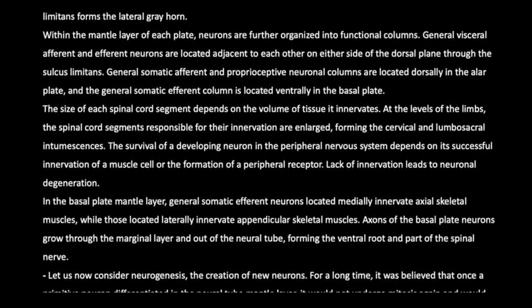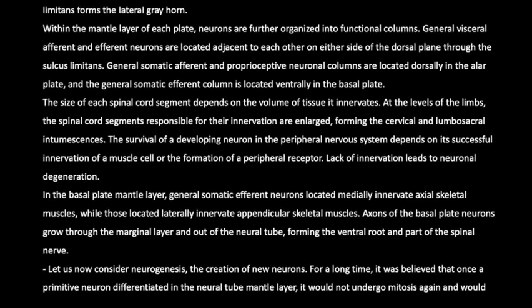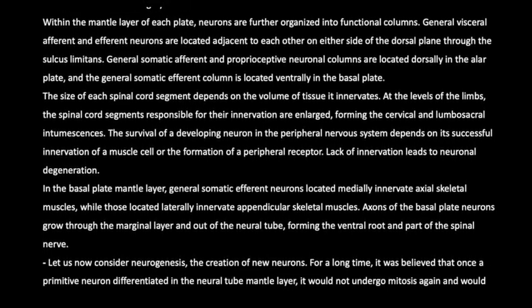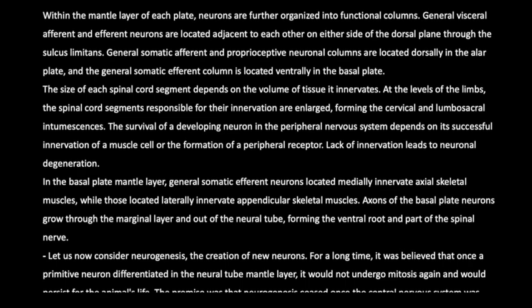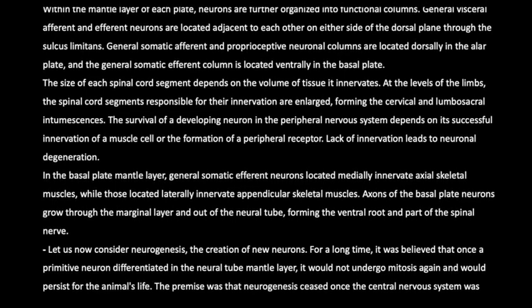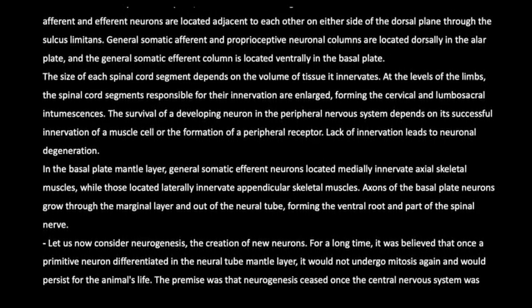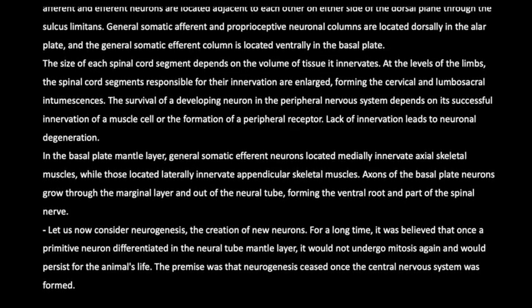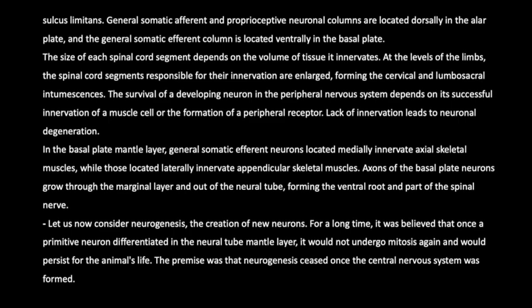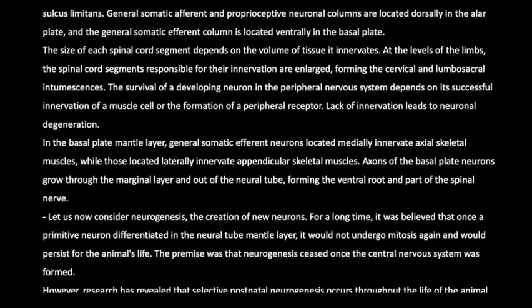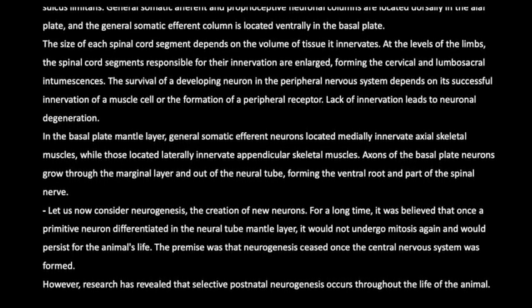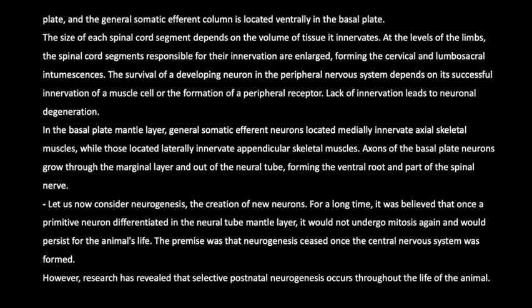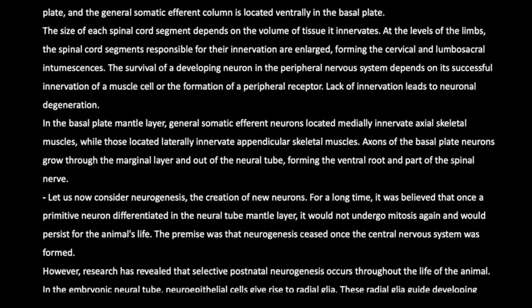The size of each spinal cord segment depends on the volume of tissue it innervates. At the levels of the limbs, the spinal cord segments responsible for their innervation are enlarged, forming the cervical and lumbosacral intumescences. The survival of a developing neuron in the peripheral nervous system depends on its successful innervation of a muscle cell or the formation of a peripheral receptor. Lack of innervation leads to neuronal degeneration.